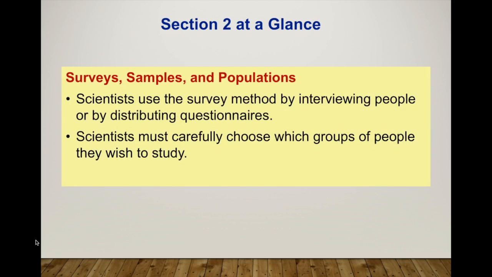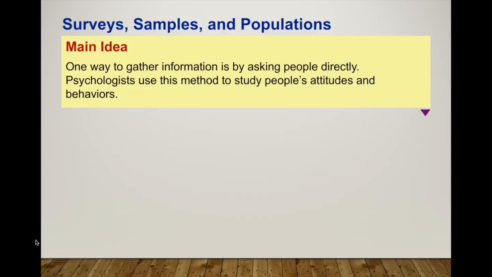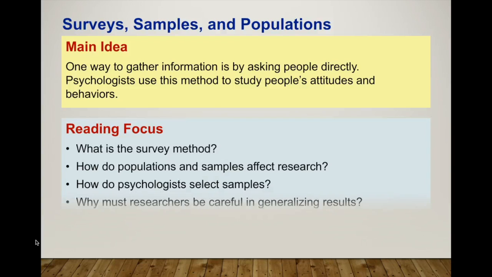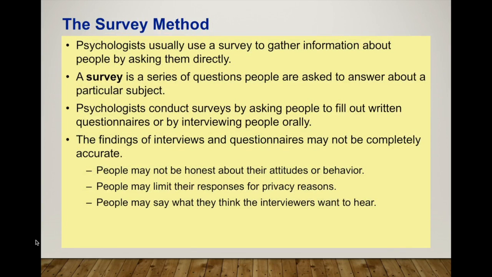Section 2, survey samples and populations. Scientists use the survey method by interviewing people or by distributing questionnaires. Scientists must carefully choose which groups of people they wish to study. Psychologists usually use a survey to gather information about people by asking them directly. A survey is a series of questions people are asked to answer about a particular subject. Psychologists conduct surveys by asking people to fill out written questionnaires or by interviewing people orally.